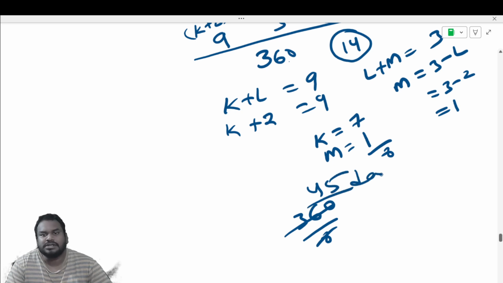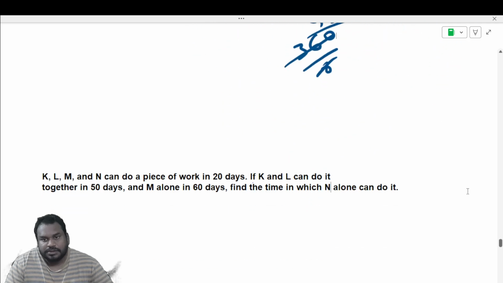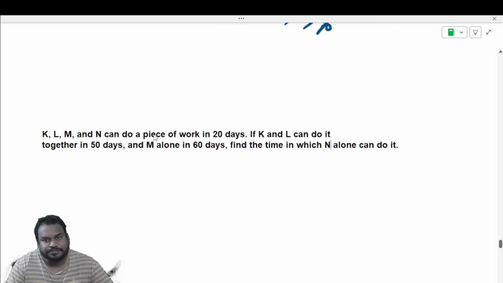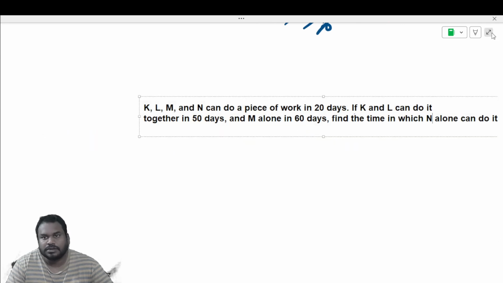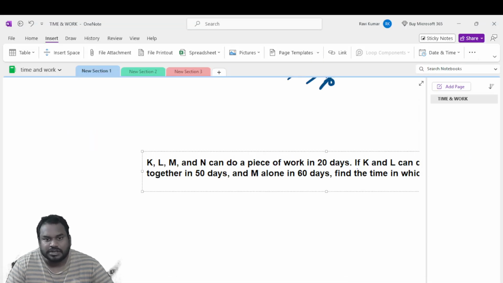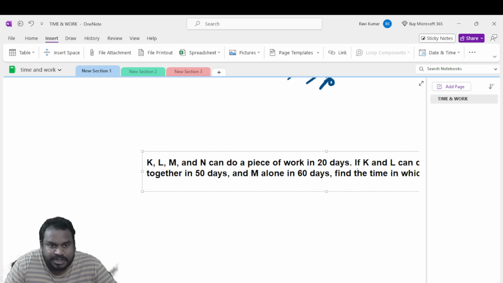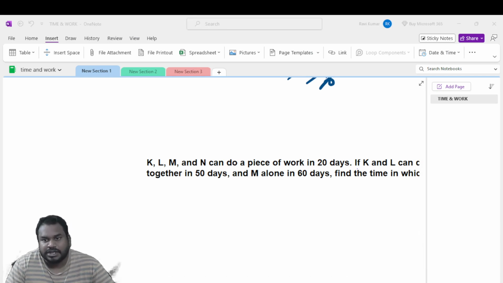45 days. In 45 days they can finish the work. Okay. Suppose in case you get wrong questions in the exam, then 1 mark extra will be added for that.